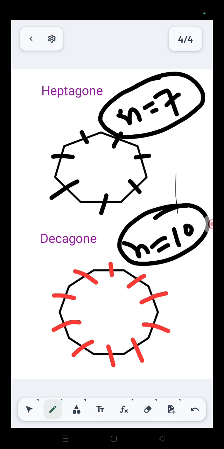So in this video we have discussed simple two-dimensional figures and their basic definitions and simple characteristics.